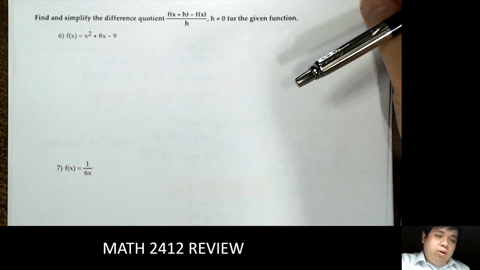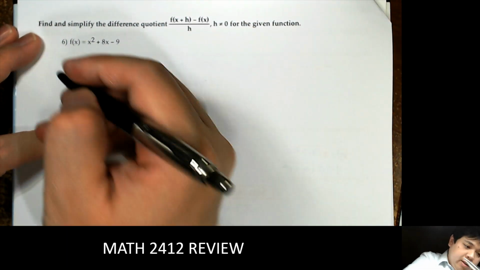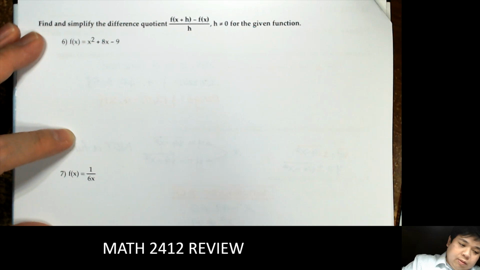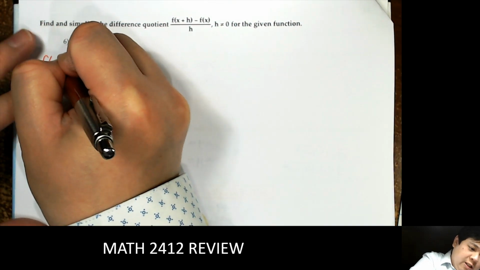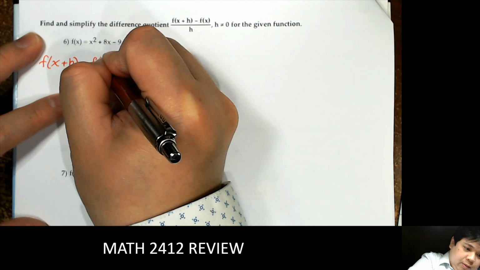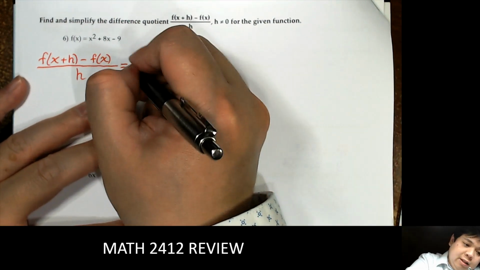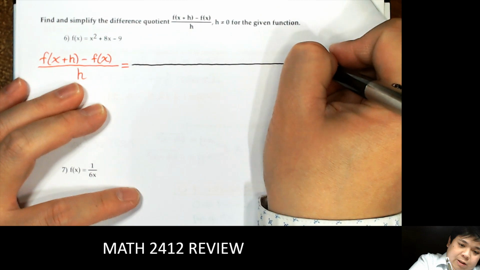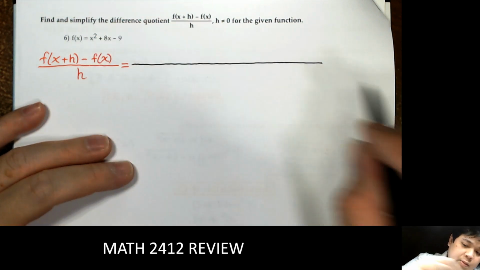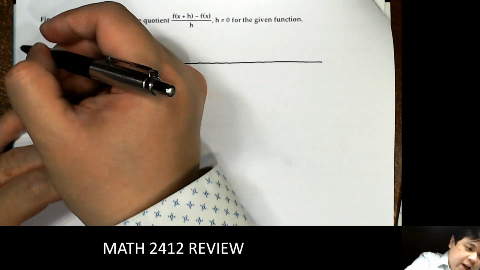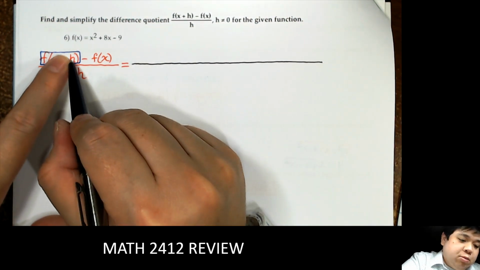Next we have the difference quotient. So that is the difference quotient. We start with the difference quotient, which is that formula. First, we have f of x plus h. That is where we put x plus h into this x.